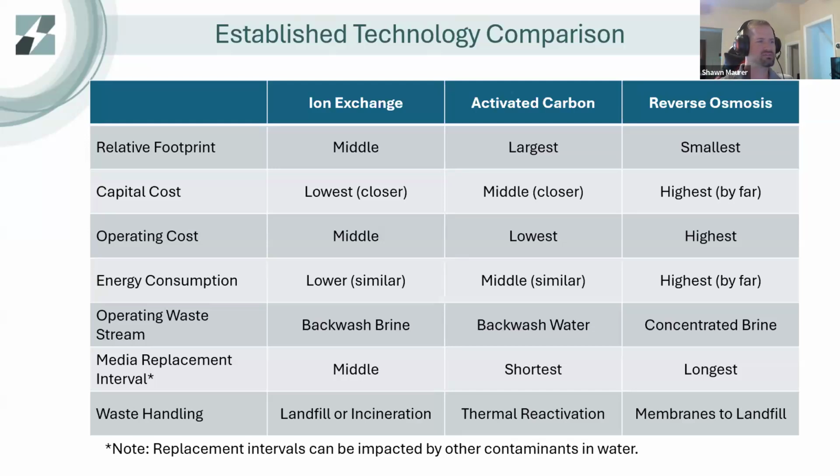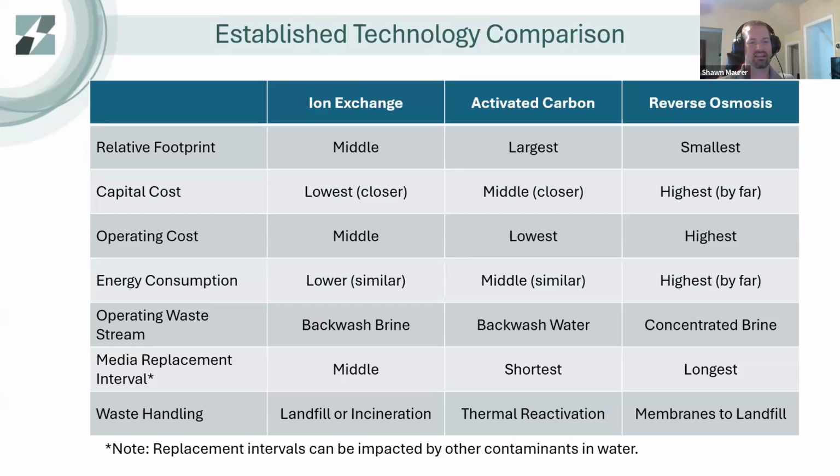Media replacement intervals, activated carbon's probably got the shortest. Needs to be replaced more frequently. Ion exchange is somewhere in the middle. Reverse osmosis has a longer replacement interval for those membranes. And then waste handling. For ion exchange, you can landfill that media or send it to an incineration plant are the most common ways to remove that concentrated PFAS that builds up in that resin.